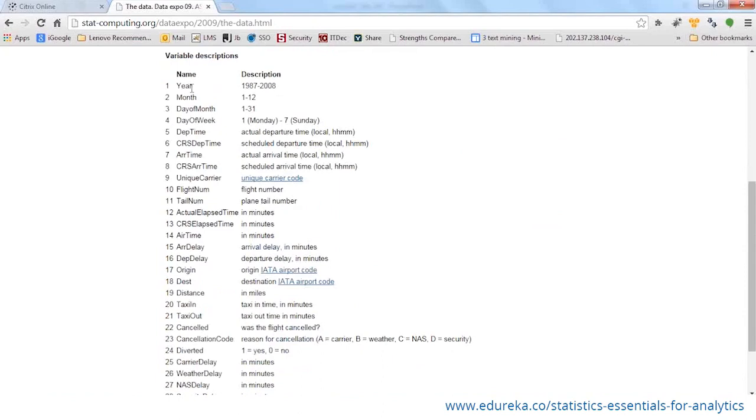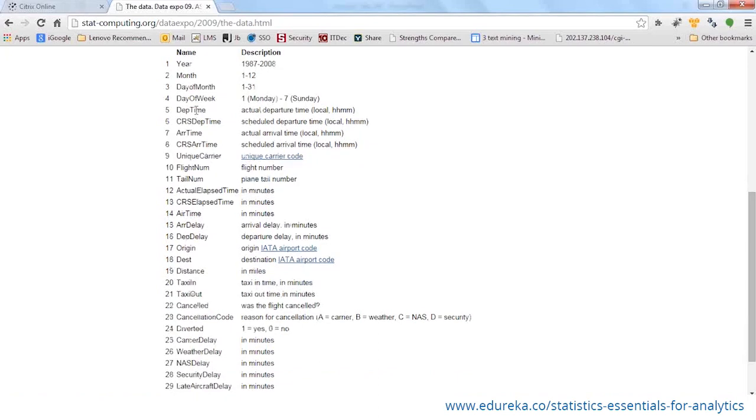Okay, so the first column will look like year, the second column will look like month, and the third column will look like day of month, day of week. This means it's a scheduled departure time, and this is the computer reservation system departure time. So basically this is the actual time when the flight took off, and this is the scheduled time. Okay, and when it actually arrived, and when it is supposed to arrive.